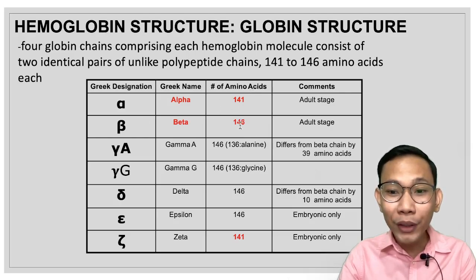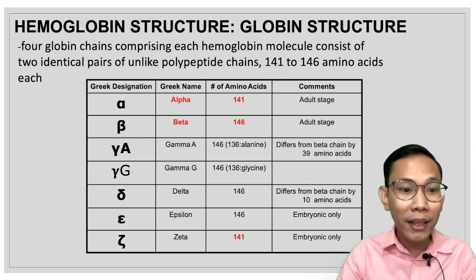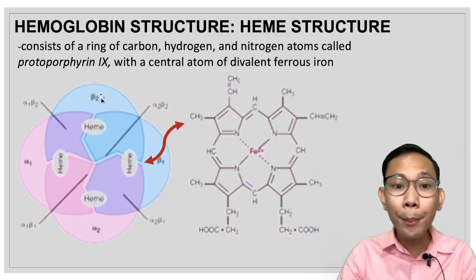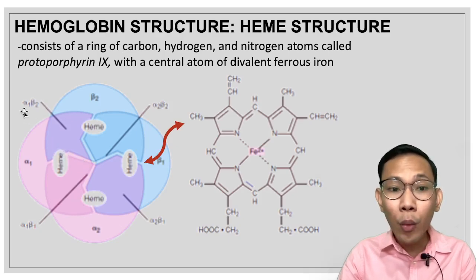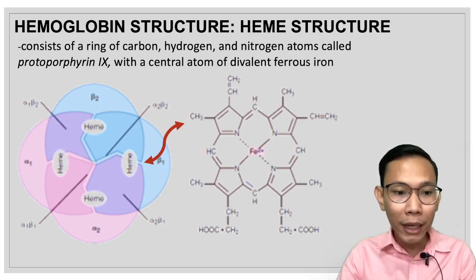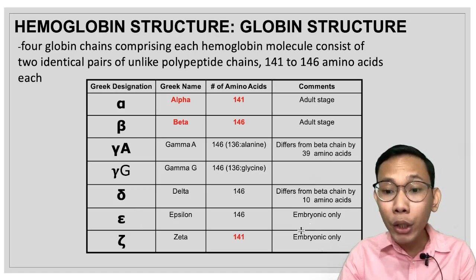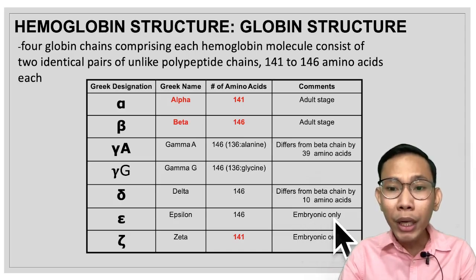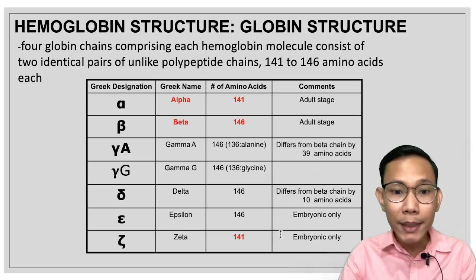Your beta, 146. And usually, your alpha and beta globins are actually seen in your adult stage. Kaya nga, kanina sa diagram natin, this is actually an example of an adult hemoglobin, kasi nga, ang globin chains niya ay alpha 1, beta 1, alpha 2, beta 2. Very good. Ang iba nating mga example, for example, yung epsilon and zeta, usually these are embryonic stages. These are only seen in your embryonic stages. So therefore, it is not seen during your adult stage or even in pediatric stage. So, kindly remember that, guys.